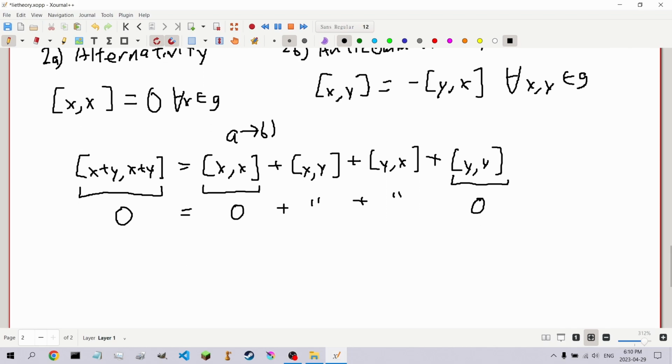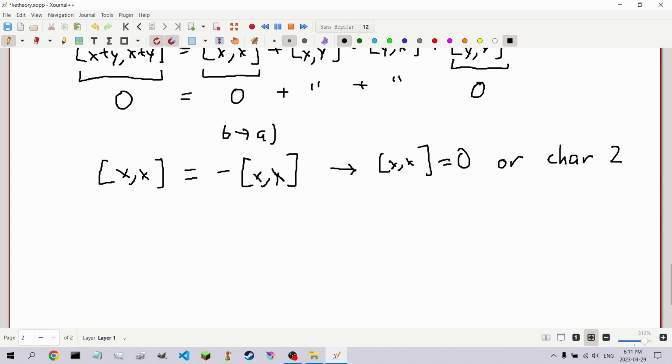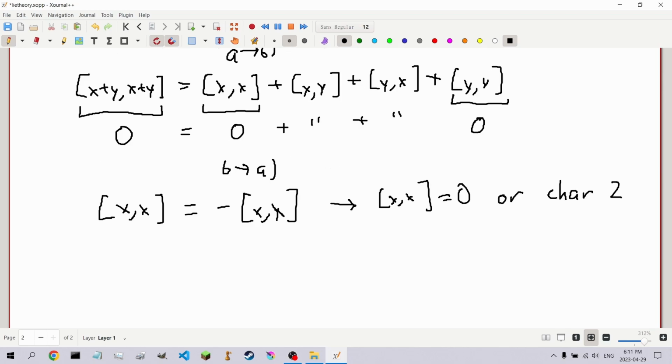Now, does it work the other way? The answer is almost. The obvious thing to do here is to look at the bracket of x with itself, and then by anti-commutativity, that gives us this. Now, this looks like it gives you that x bracket x equals 0, but it doesn't work in characteristic 2. Just keep in mind that everything is its own inverse in characteristic 2. And so this equation we have here isn't quite enough to give us alternativity.